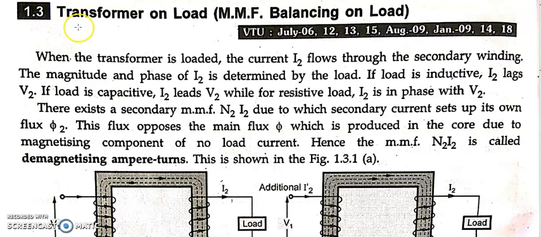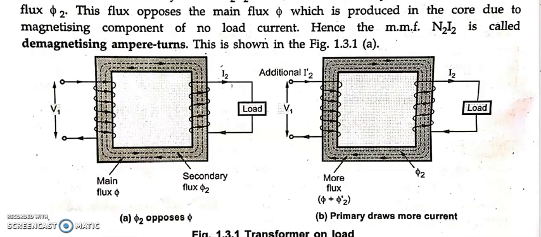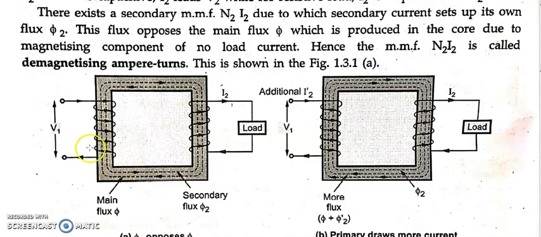Hello guys, in last class we were discussing transformer on load, that is MMF balancing on load. We left it at half, so let us continue from there. So I was saying main flux phi is due to the current I1 flowing in the primary circuit, which is flowing from left to right, and I2 is the current which is drawn by the load, and again that will produce secondary flux phi 2 which flows opposite to the main flux, that is from right to left.